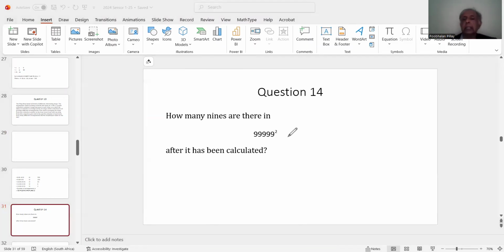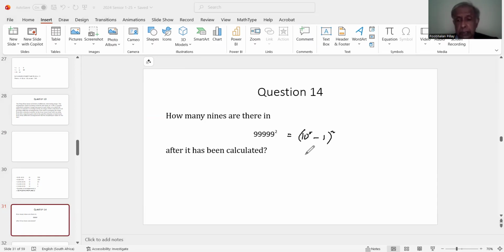Now you can multiply this number by itself. It'll take a long time. There's a good chance to make an error because there are so many calculations to be made. But we can simplify this problem considerably by noticing that this number here is only one short of 10 to the power of 5. 99,999 is one short of 100,000. 100,000 has got 5 zeros. So it's one short of that. So we can square this.